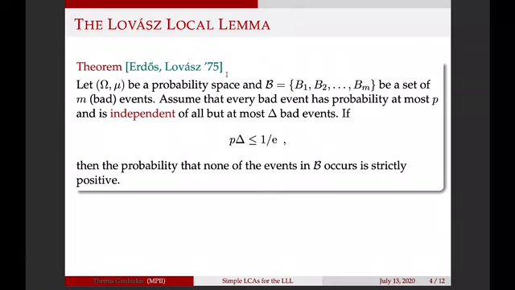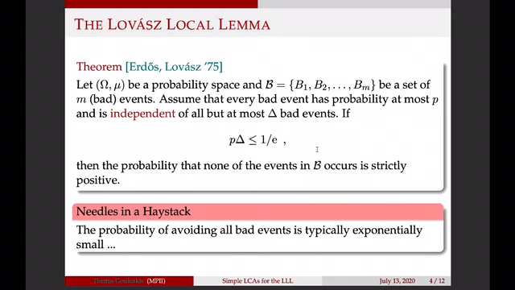This theorem says that if the probability of each bad event is at most p, and its hyperedge overlaps with at most delta other edges, and the product of these two quantities is at most 1 over e, then a valid coloring exists. Note that this is like searching for needles in a haystack, since a randomly chosen coloring could have an exponentially small probability of being valid. It's because there's an exponential number of possible colorings, and for example, only a constant number of them could be valid.